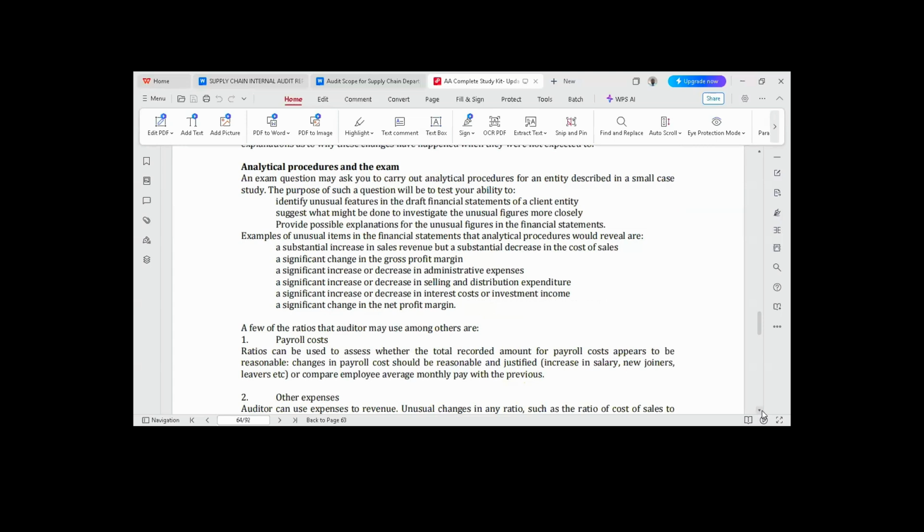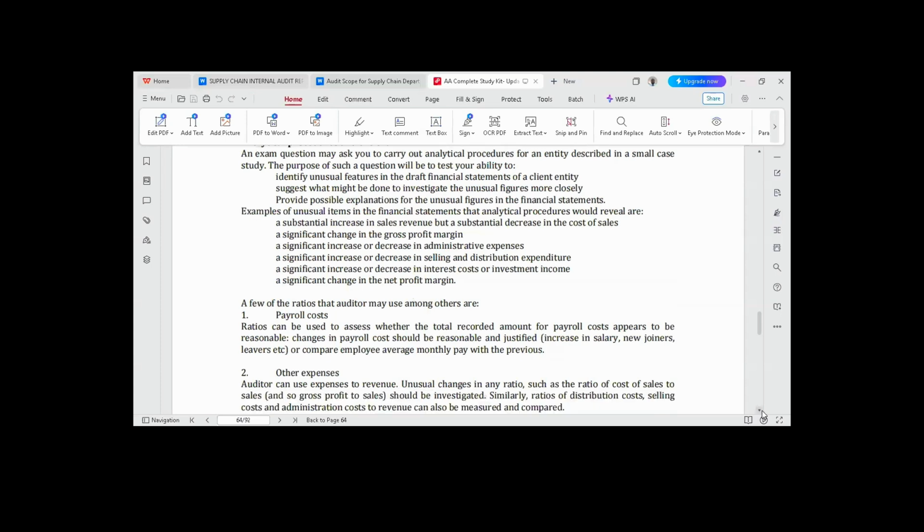I talked about ratios. You can use ratios to assess whether the total recorded amount of payroll appears to be reasonable. You compare what you paid last year to what you paid this year as payroll or staff cost. It's going to bring out so many information. Then for other expenses also, the auditor can use the ratio to determine whether there is a need for them to cut some of those expenses.